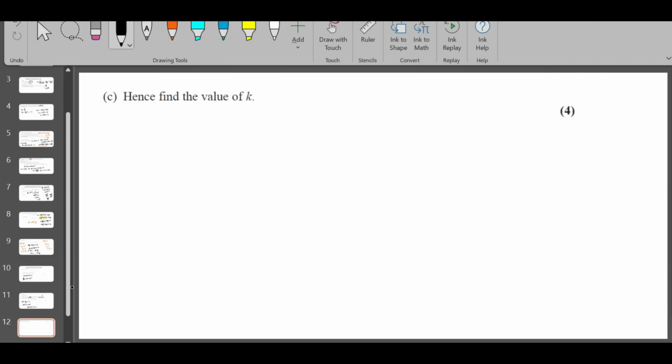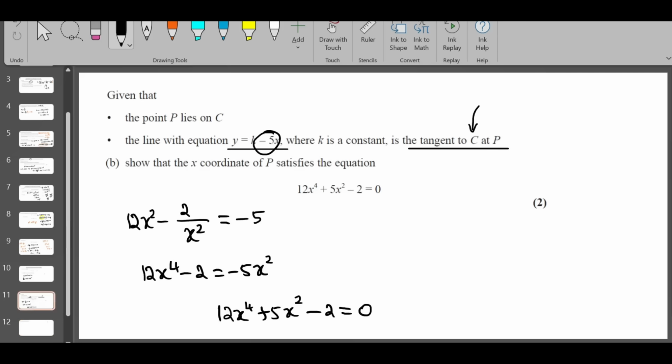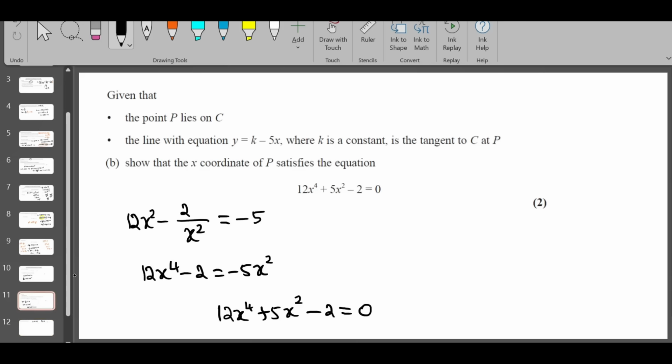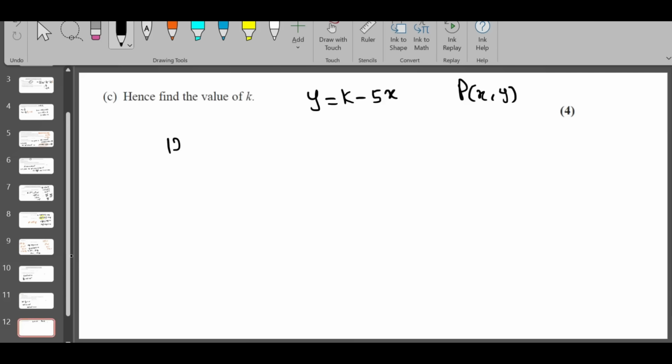Next, move on to the next part. Find the value of k. Where is this k? This is k. y is equal to k minus 5x, which passes through the point P of x comma y. If you know the x coordinate and the y coordinate, you sub in here, you can get the value of k. To find the x coordinate, you need to solve this equation: 12x power 4 plus 5x square minus 2 is 0.